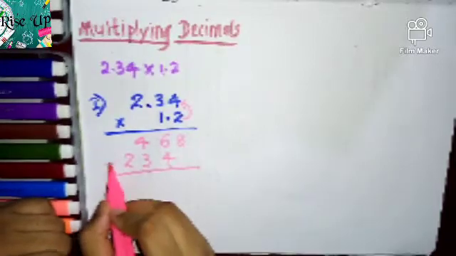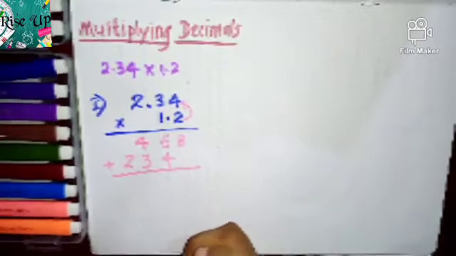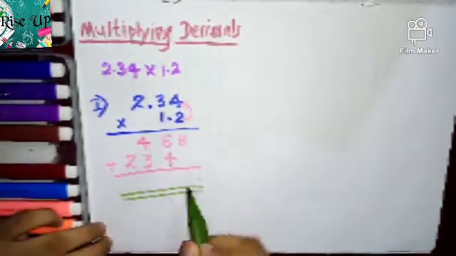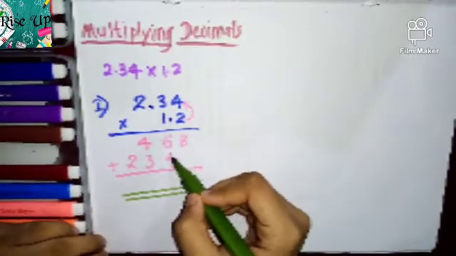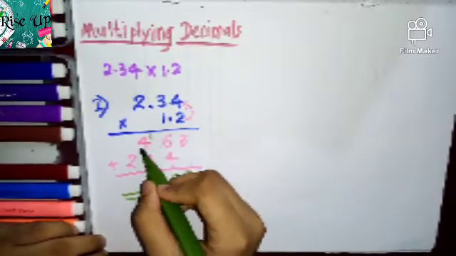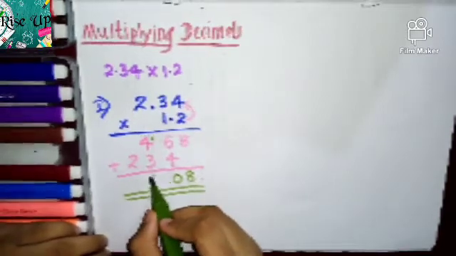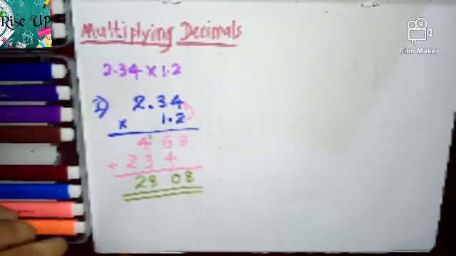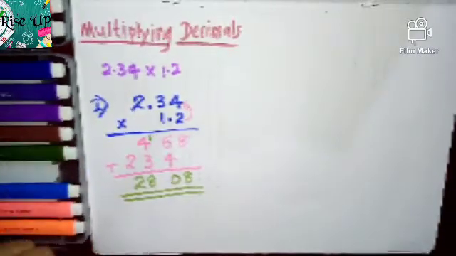Now we have to add this. Let's add. 8, here 0 has no value, so 8 comes. 6 plus 4 is 10, so 0, and that 1 comes here. 4 plus 1 is 5, 5 plus 3 is 8, then here again 2. Now you have to place the decimals. Look carefully at this part. Where to place the decimals, someone might get confused.